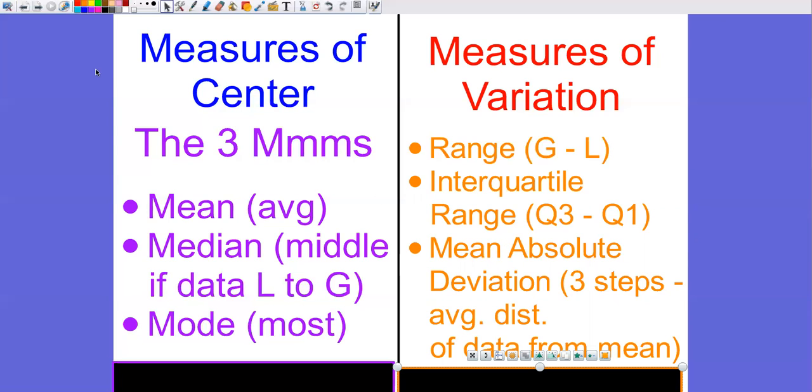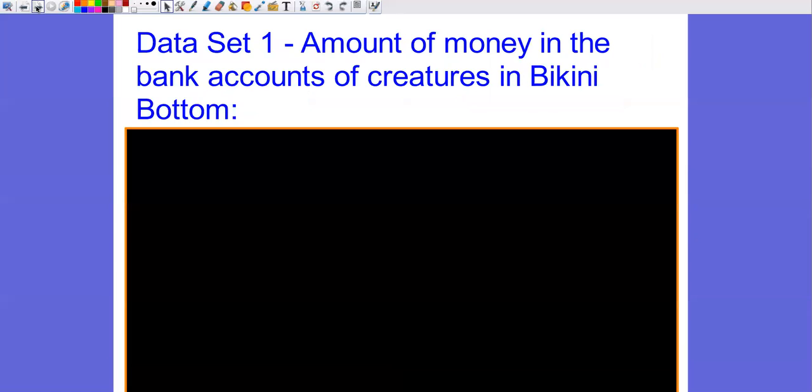Okay, different data sets will tell you which one of these, mean, median, or mode, is the best one to use. It will also tell us which one of the measures of variation you use, the range, interquartile range, or mean absolute deviation. Let's take a look. Data set 1, the amount of money in the bank accounts of creatures in Bikini Bottom.